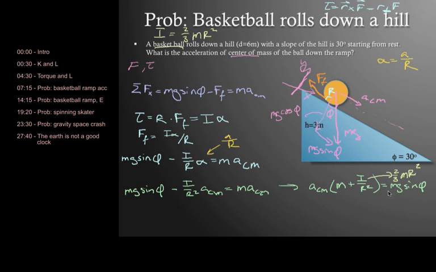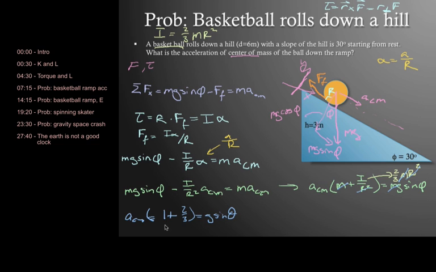And now we can note that there's an m here, there's an m here, and there's an m here, so we can get rid of all of those m's. We can also see that this I is 2/3 mr squared. The m is gone, and this r squared is going to cancel with this r squared. So I really have a center of mass times 1 plus I, which was 2/3, and all that other stuff canceled, is equal to g sine phi.